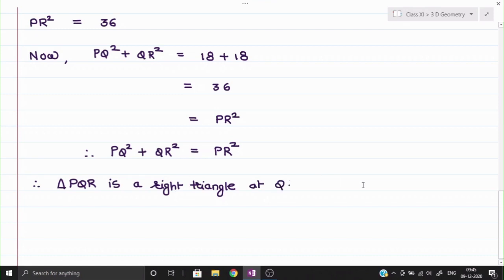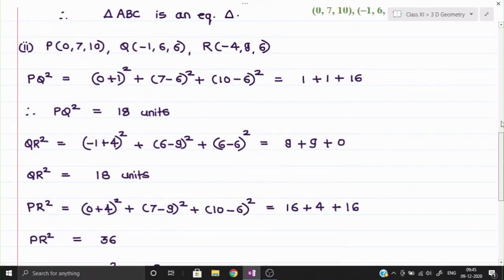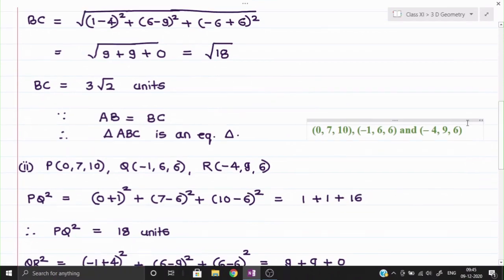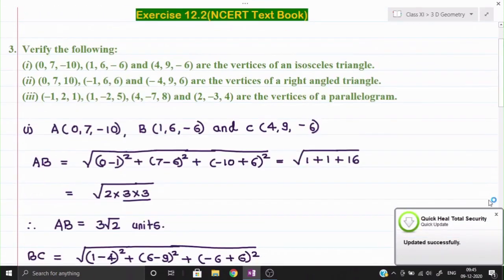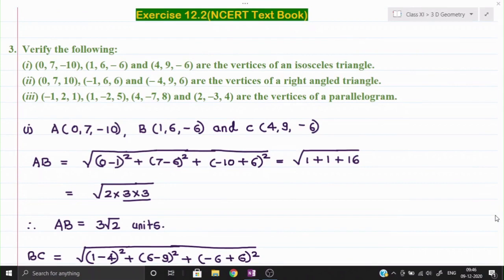Let us see part number third now. In the third part, see what they are saying to us. They are giving us, in the third part, to prove that the given vertices are the vertices of, sorry, I said right angle triangle, vertices of parallelogram. Okay, so see, there are four vertices given and we have to prove that they are vertices of a parallelogram.